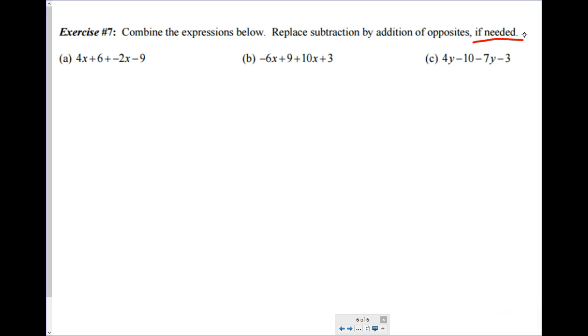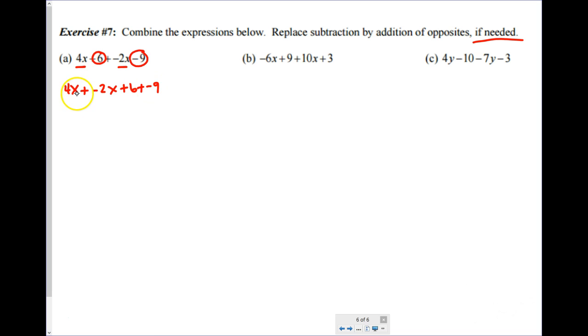So letter A. All right, I'm going to look for my terms that I can group. I can group the 4x and the 2x. I'm going to say 4x plus negative 2x. And I can group the 6 and the 9. So I'm going to say plus 6. Notice I made a mistake here. I just circled the 9, but what's in front of that 9? A minus sign. And I've got to make sure that I keep that minus sign with it. So I'm going to say plus negative 9.